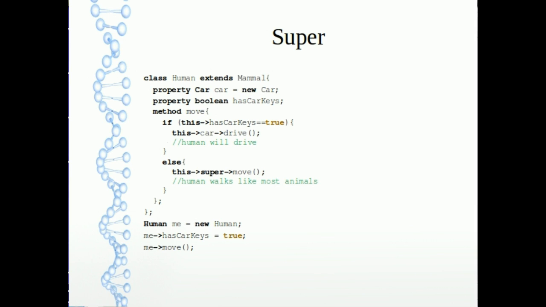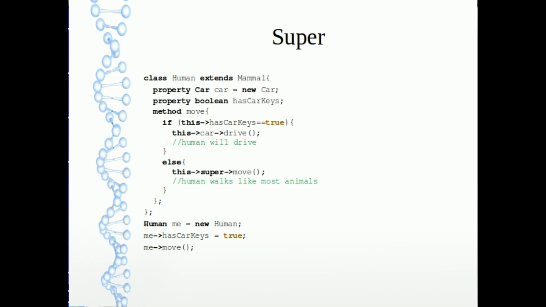The move method is updated, and here we will make use of the this keyword we have seen in previous tutorials. The this keyword in a class declaration refers to the object which has as one of its members that method because it is an instance of that class. Underneath our class declarations, we create an instance of the human class called me. We then set the hasCarKeys property of the me object to true and invoke the move method, which is a member of the me object.